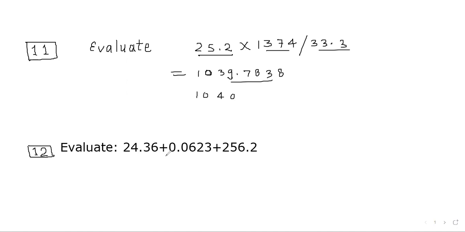Evaluate 24.36 plus 0.0623 plus 256.2. So least number of decimal places. So one place. So we rewrite it: 24.4 plus 0.01 plus 256.2. And then this will become 280.7.